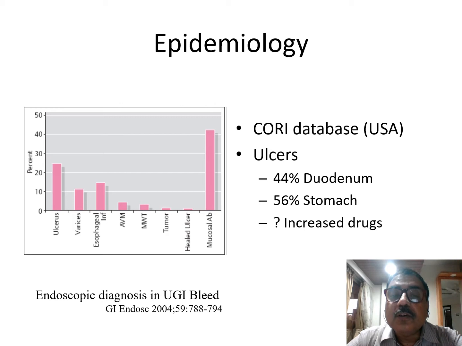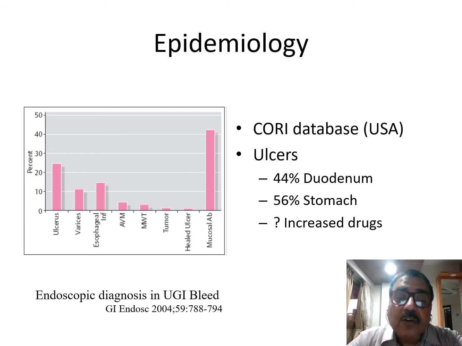What is the cause of the bleed? There is the CORI database which is maintained in the USA. What they found is that 56% of cases are due to ulcers, and within the ulcer group, 54% are... 56% is due to ulcer, and of those, 6% is due to stomach and 44% is due to duodenum.